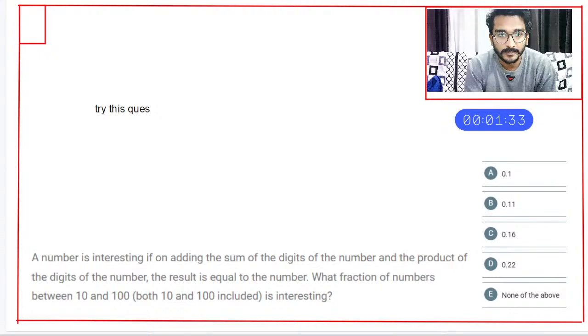Let's start the question now. I guess this much time is sufficient for this question. Meanwhile, if you're solving this question, you can continue. I'll start my explanation.